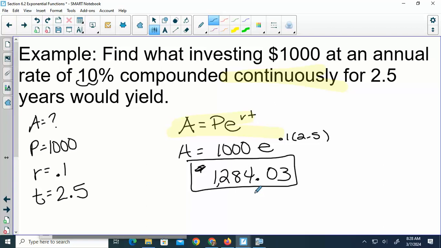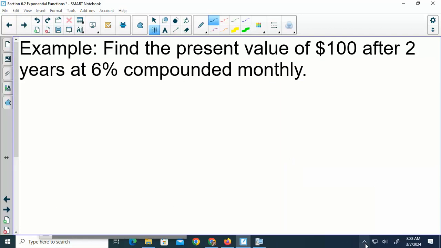I would like for you guys to try a problem. See if you can figure out this next one. Want the present value. So 100 is the future value. That's our A. So you guys flipped them. You treated the 100 as what you had now. I saw present value, I'm like, oh, find the present value.